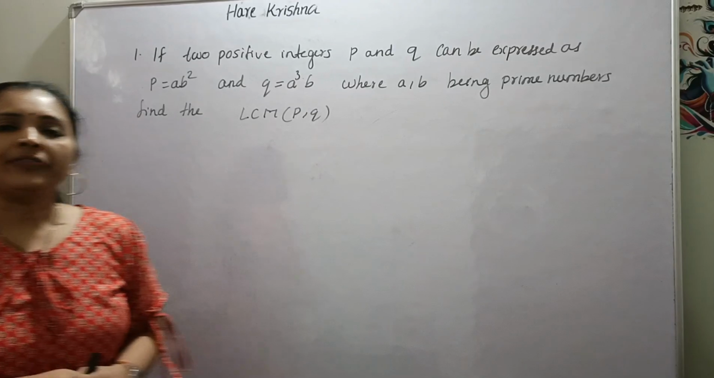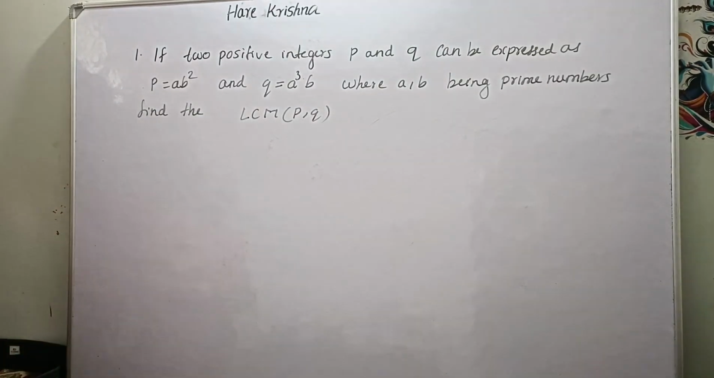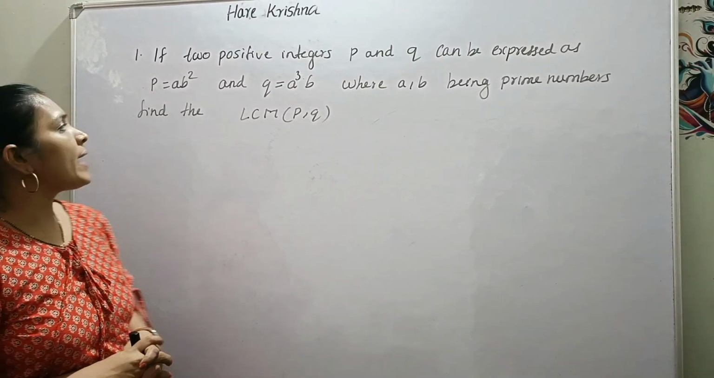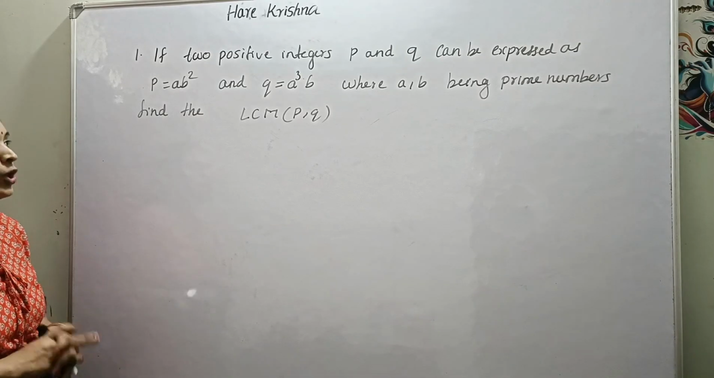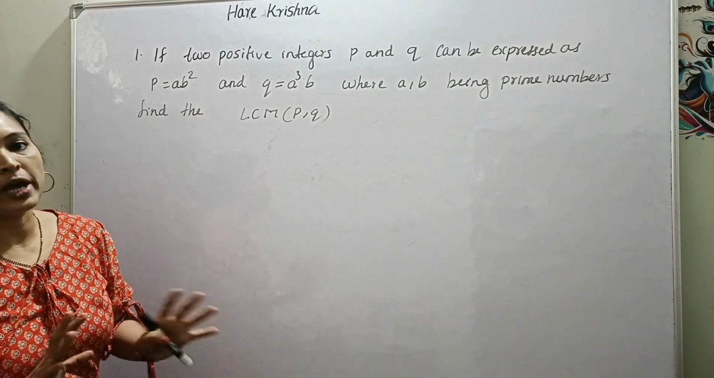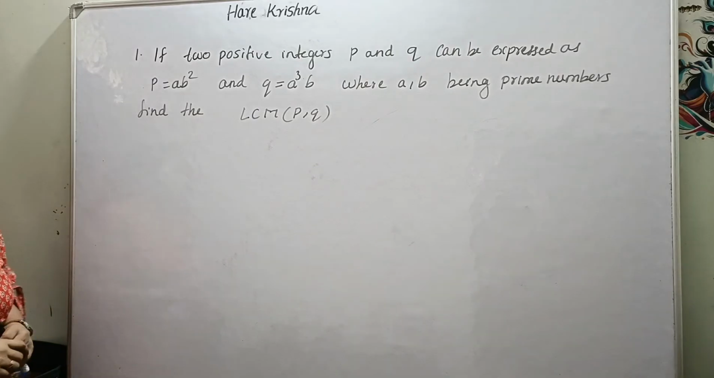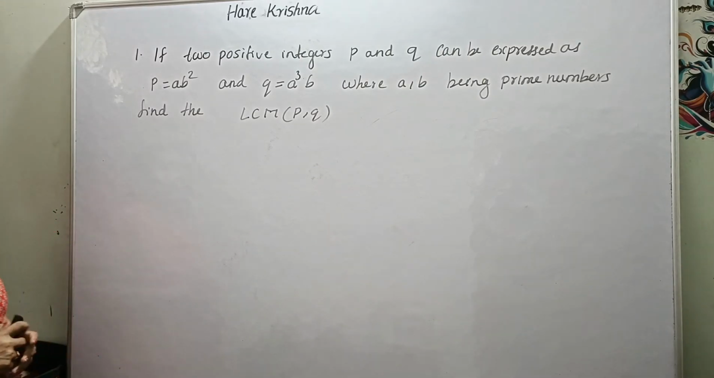Hello everyone. Today we are going through some important questions of real numbers. First question: if two positive integers p and q can be expressed as p = ab² and q = a³b, where a and b are prime numbers, find the LCM of p and q.